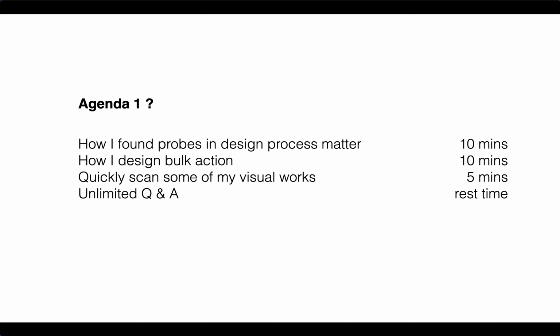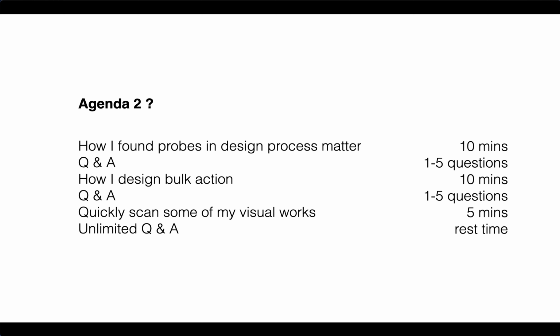Okay, so I have prepared two agendas for today's presentation. I can quickly go over those two agendas, and I want to know which one is your preference. The first agenda is I will talk about three topics one by one, and then we will do a Q&A at the end. The other agenda is I will talk about just one topic, and then we can do a quick round of Q&A. Then I will continue on another topic, and we will do another round of Q&A. Just do this loop. So I'm wondering which one do you prefer?